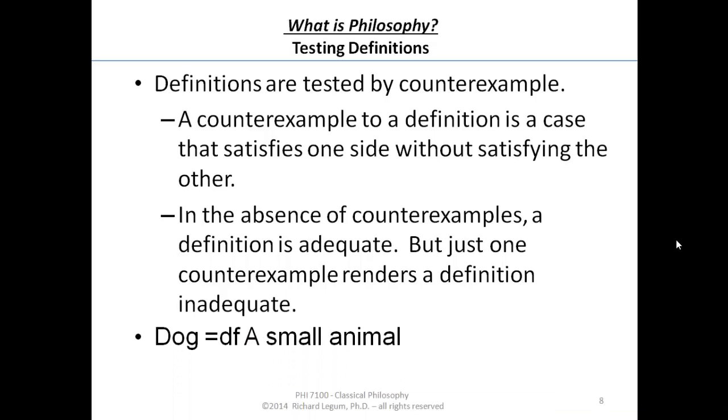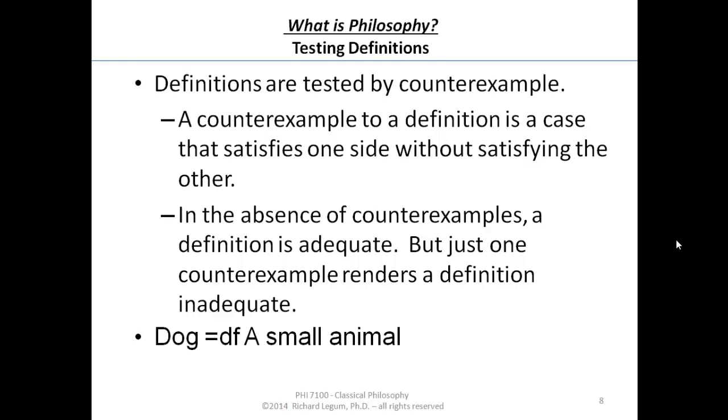So let's consider the definition: dog equals, by definition, a small animal. Bad definition, right? The idea is that this is way, way, way too broad. We can see that there are a lot of small animals that aren't dogs. But to test the definition, to show the definition is bad, what we need to do is come up with an example of something where the definiens is true, that is, something that's a small animal, but it's not a dog. How would we do that?